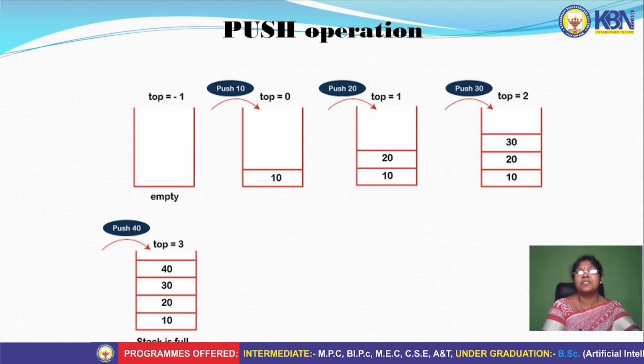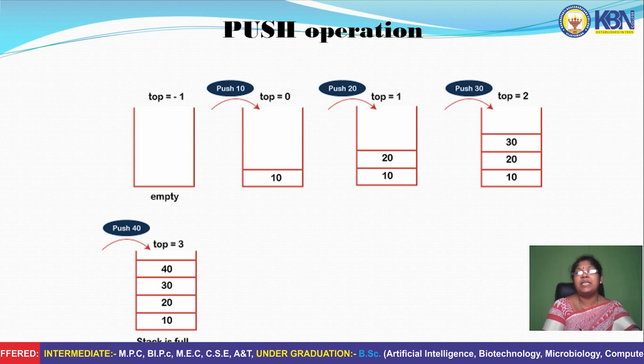After pushing the next element, pushing means top equal to top plus 1. Already top is at one element, so plus 1 means the next position will be allocated. The next element will be placed at the top of the stack. In the same way, every element will be placed in the stack. After placing all the elements, the stack will be full. We call it stack is full. That means the space is filled with elements, and no space is there.